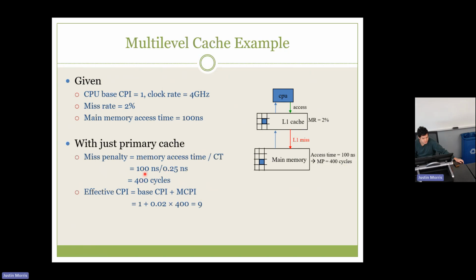So my miss penalty, right? 100 nanoseconds divided by cycle time, 400 cycles. And then here is my equation. We have base CPI, plus 2% miss rate times 400. That's our miss penalty.